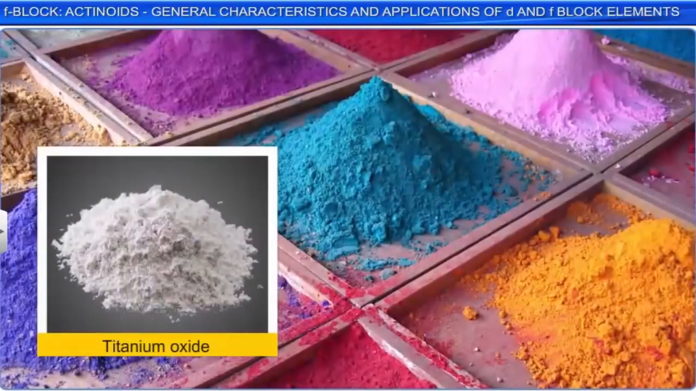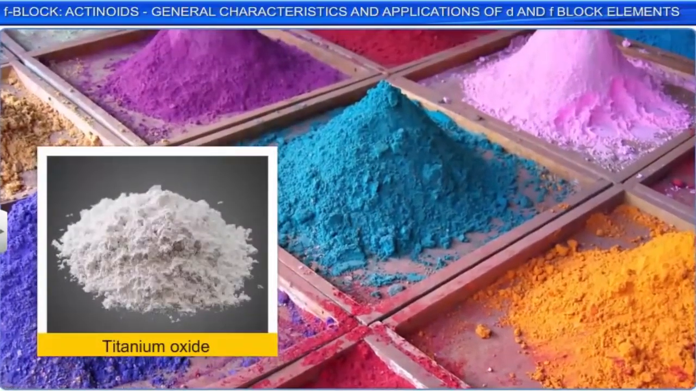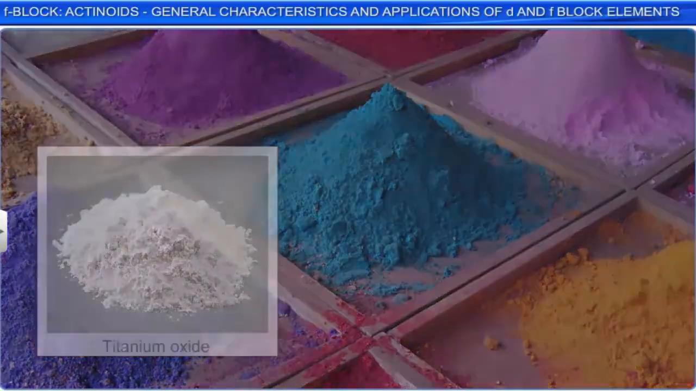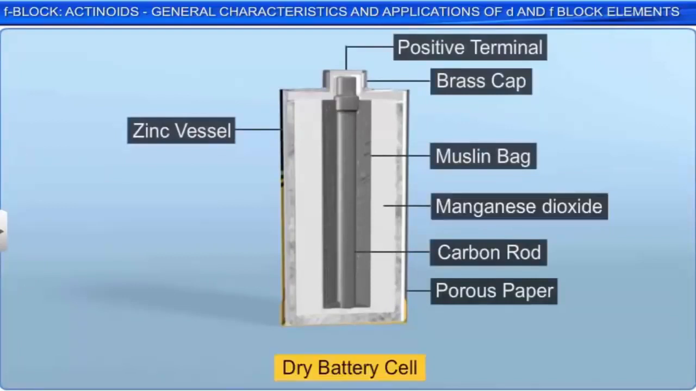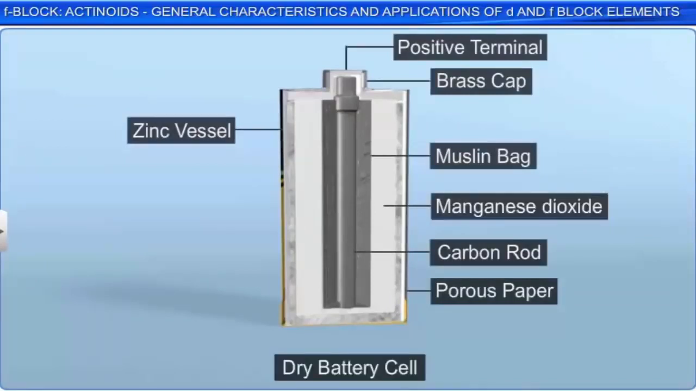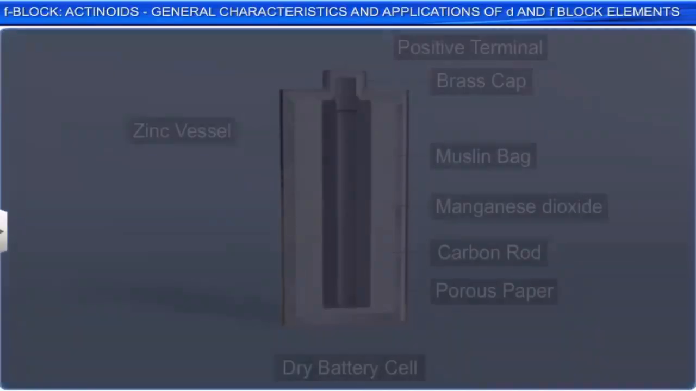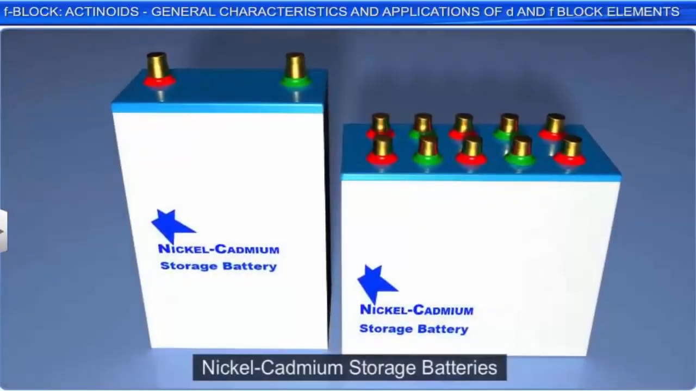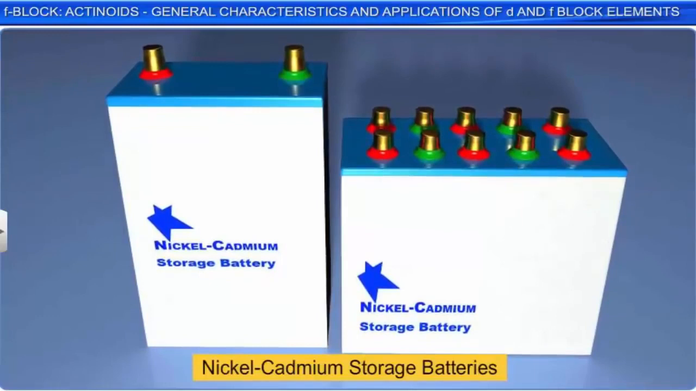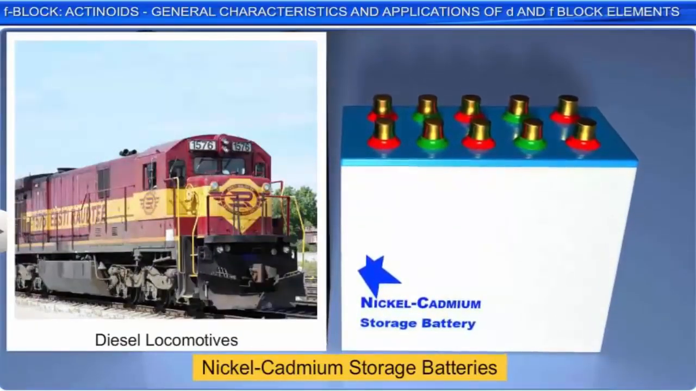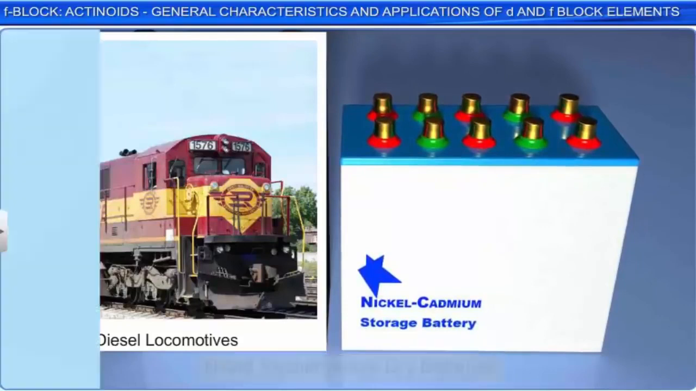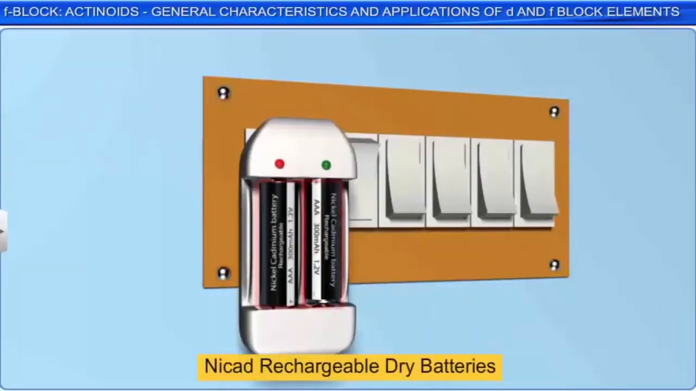Zinc is used as the negative electrode in sealed dry batteries. Cadmium is used for alkaline nickel-cadmium storage batteries used in diesel locomotives, and also in rechargeable dry batteries used in radios and electronic appliances. Niobium alloys are used in jet engines. Tantalum is used to make analytical weights.